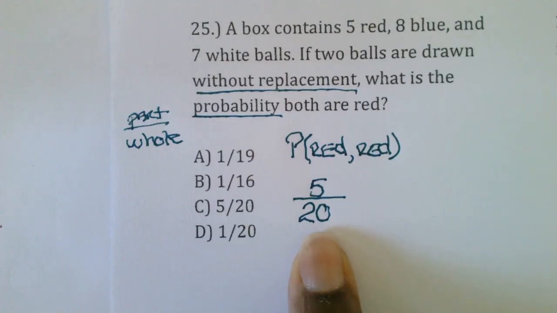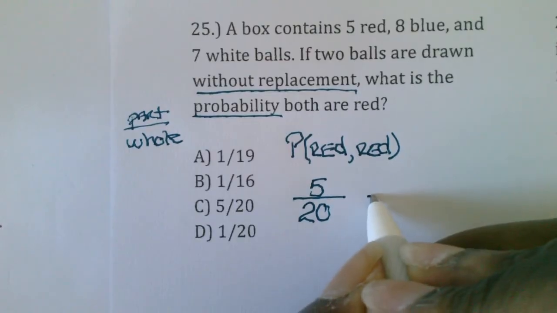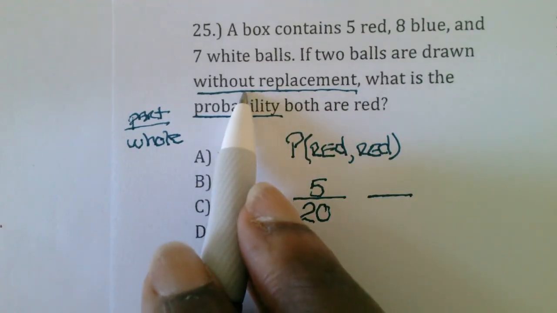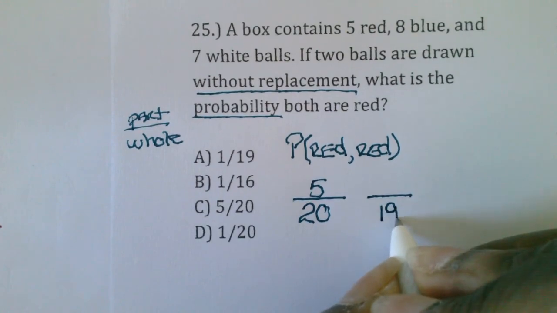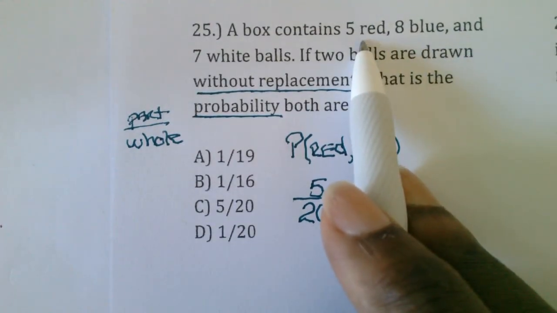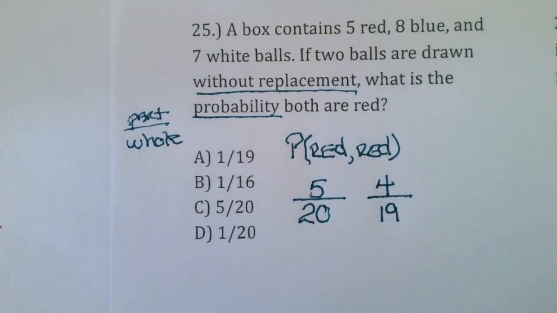But then we have to take up the second event. If we didn't replace that ball, now we have 19 balls in there. And now we don't have 5 red balls because we didn't replace it. Now we have 4 of them.